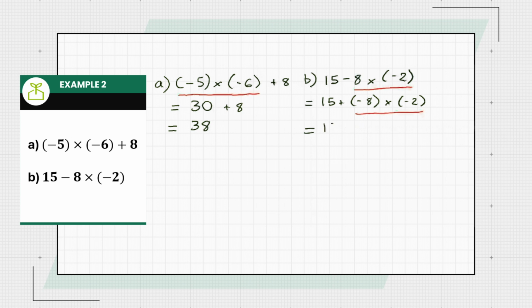Okay, so we're still going to add the 15 plus. We know we need to do negative 8 times negative 2. Well, negative 8 times negative 2 is just 16. Now we have 15 plus 16, which is going to be 31.